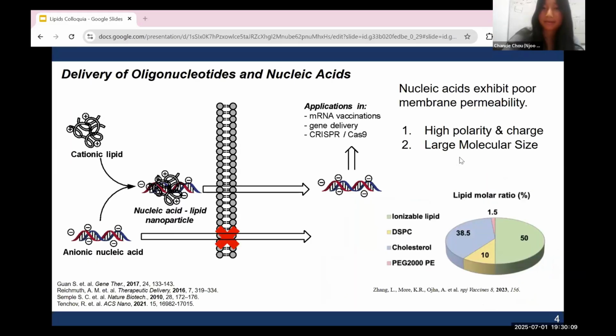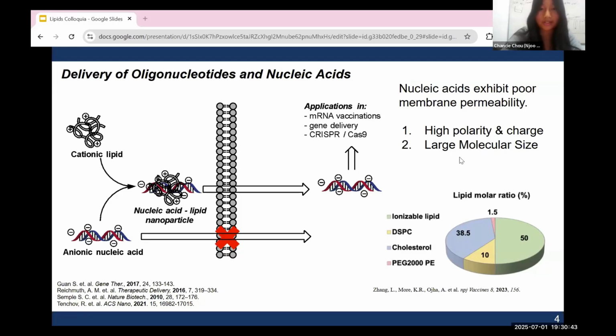Okay, so one of the problems with the lipid bilayer that Anna just mentioned is that it could be hard for certain drugs or oligonucleotides to get through, even if we want them to for medicinal purposes. For example, nucleic acids are polyanionic materials that themselves exhibit poor membrane permeability. So this means that they have high polarity and charge, which is typically caused by the phosphate backbone's negative charge, and a large molecular size, as RNA is made of many different nucleic acids.